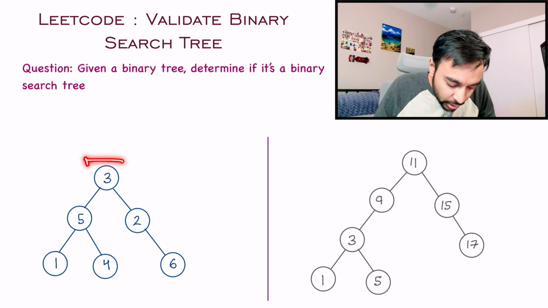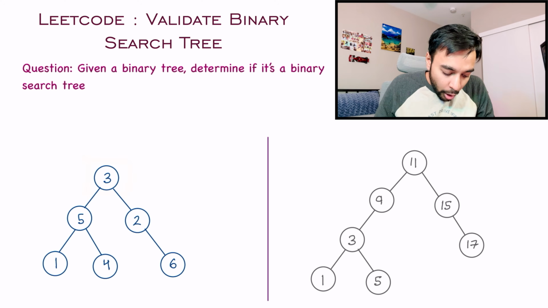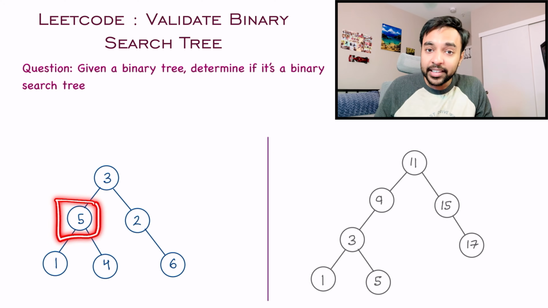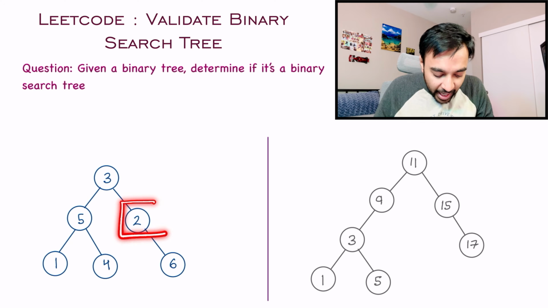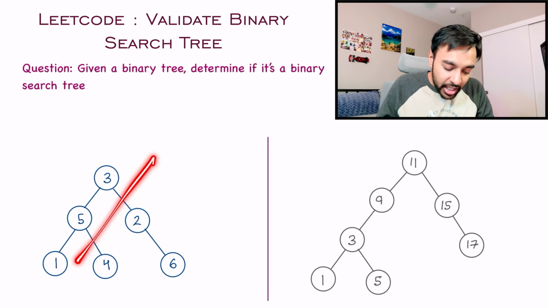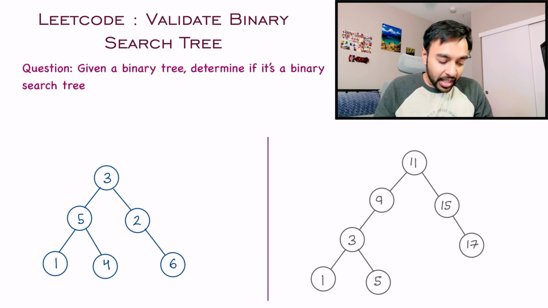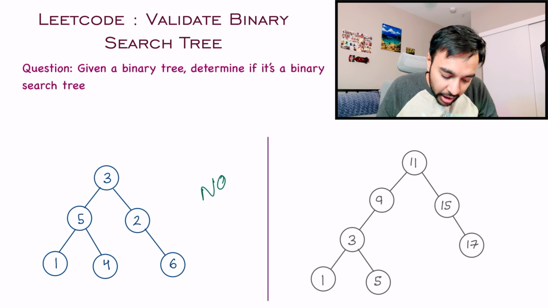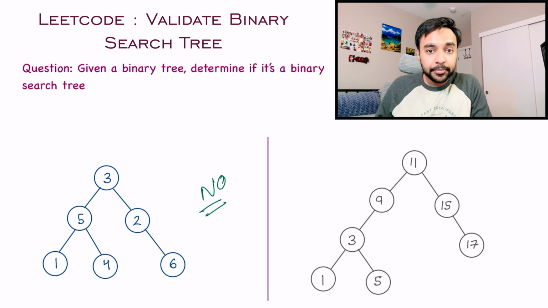If you look at this node with the value 3, on the left I have a larger value, right? And that is 5. And on the right I have a smaller value and that is 2. So this means that this tree is not a binary search tree. And in this scenario, you have to return no as your answer, correct?